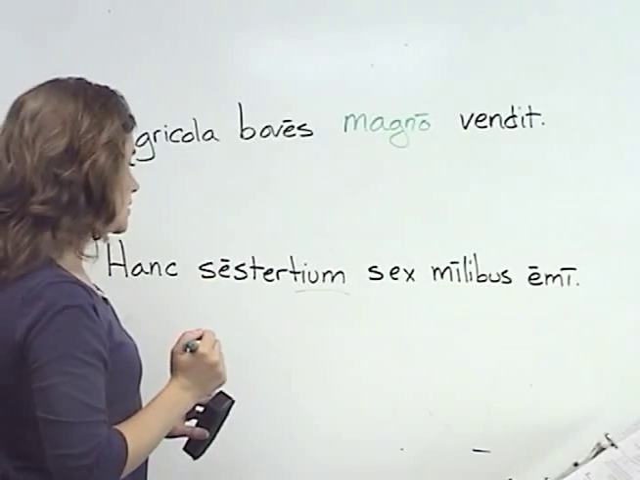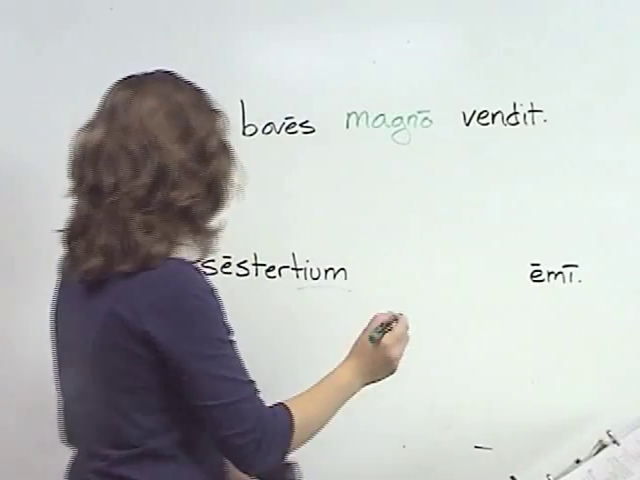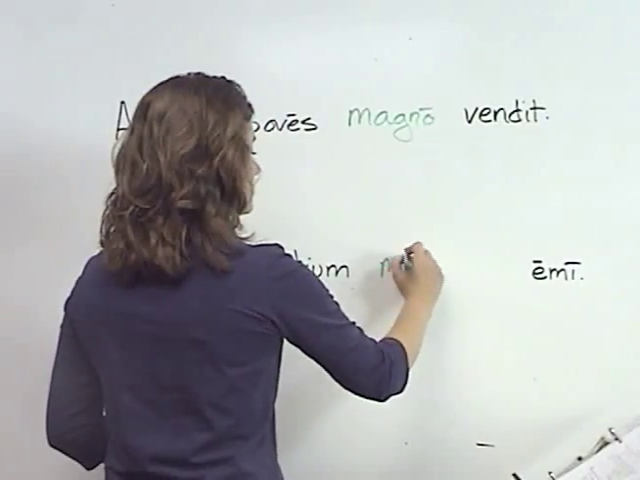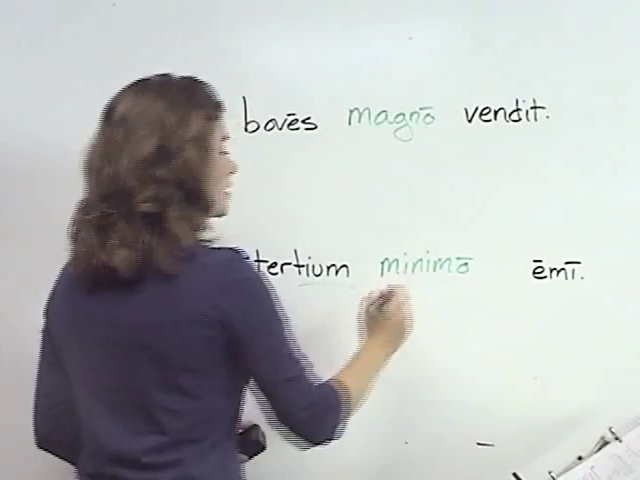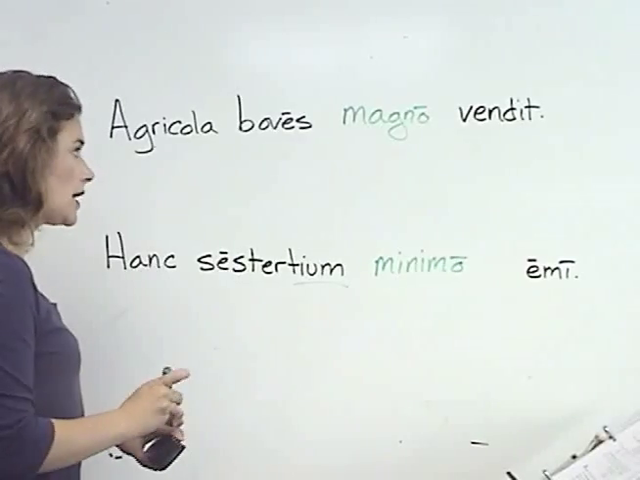This one, let's see, I bought this thing. Let's go the opposite here. For very little of sesterces, for only a few sesterces perhaps, okay? So once again, we can take these same adjectives and substitute them in for this ablative of price.